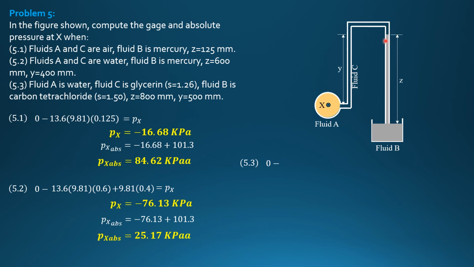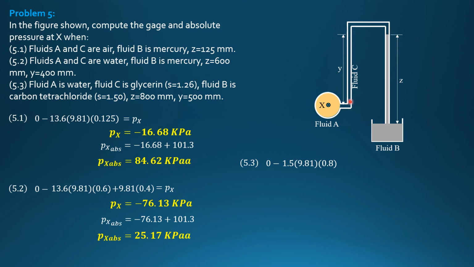Then because this fluid B is carbon tetrachloride, specific gravity 1.5, so minus 1.5 times 9.81 times Z, which is 0.8. Then that's now the pressure at this level. This is occupied with fluid C, which is glycerin. So we jump across here, same pressure.